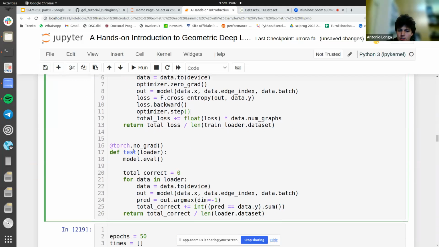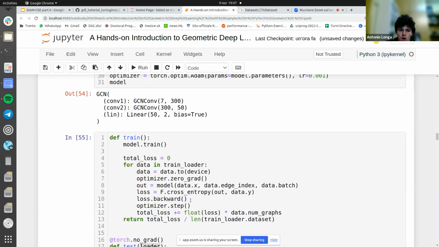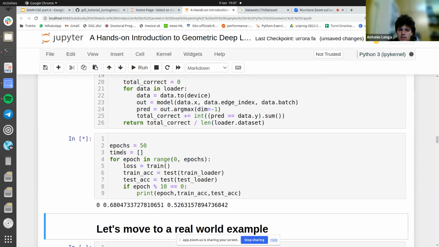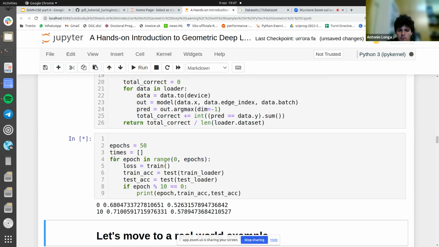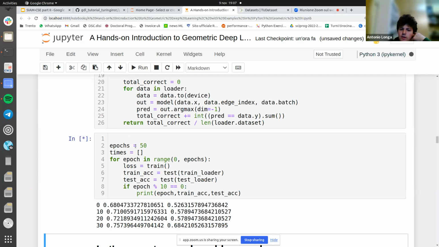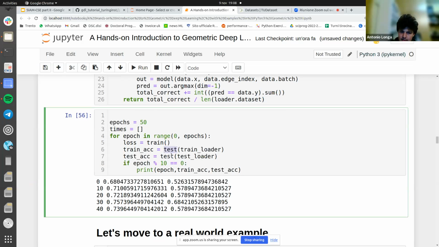In terms of evaluation, it's identical. We give an input to the loader we would like to test, and we compute the prediction on each data loader, on each batch. Okay, once we have executed, we just iterate for our epochs, again 50, just for the sake of example, and we have the test and the train.